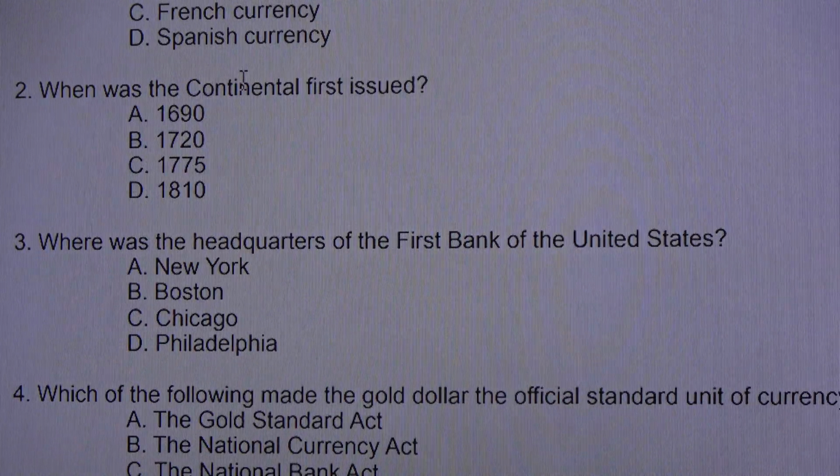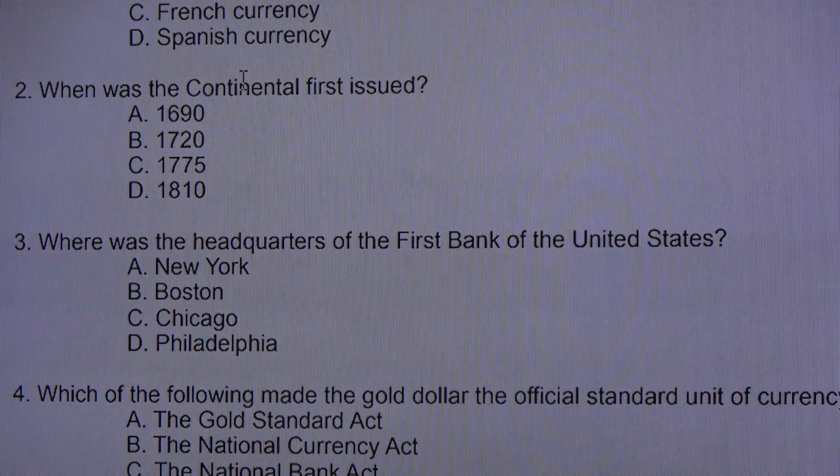And then we talked about the history of money in the United States. Number one, which of the following types of currency was not used in the United States? Was it British currency, German currency, French currency, or Spanish currency? Okay, right before the Revolutionary War, we used these currencies other than German currency. German currency was not used in the United States.